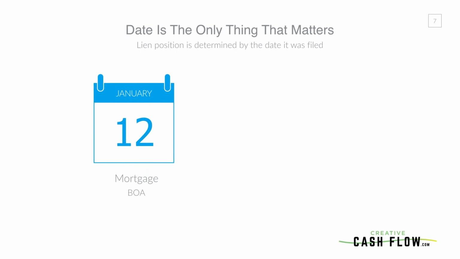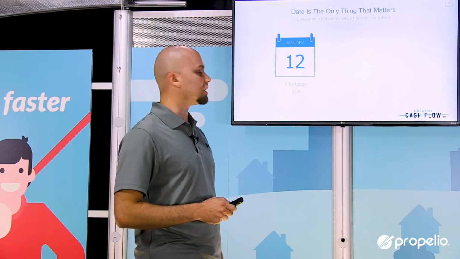One important aspect of liens is that the only thing that determines lien position is the date and time in which it was filed. Okay? Lien position is really important because of what happens in the event of a foreclosure, and we're going to go through that here in just a second. But the thing to remember is that the only important factor about lien position is what day and time it was filed. So let's say we've got a mortgage to Bank of America that was filed on January 12th.